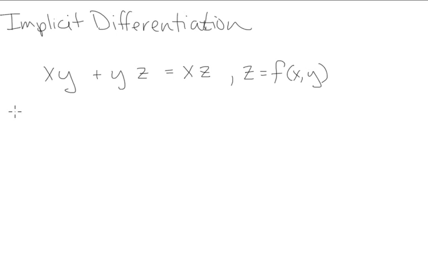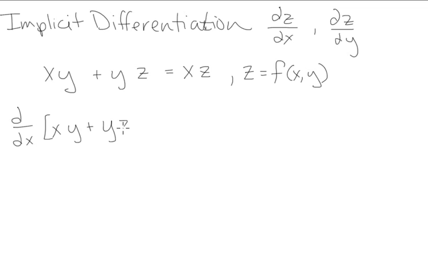All right, so I'm looking for two partials, dz dx and dz dy. I'm going to start by taking the derivative of the expression with respect to x. This first term, the derivative of x is 1. Y and x are unrelated, so I can treat y as a constant. I just get y. In the second expression, y remains a constant, but z is an implicit function of x.